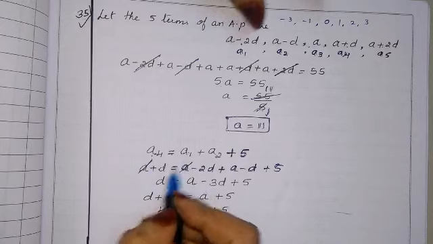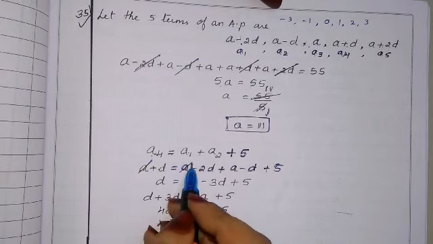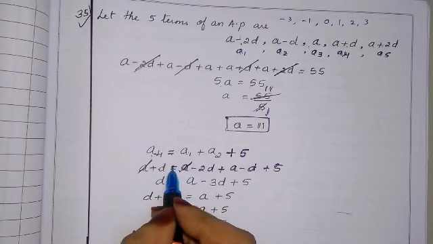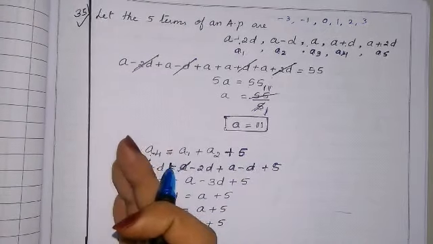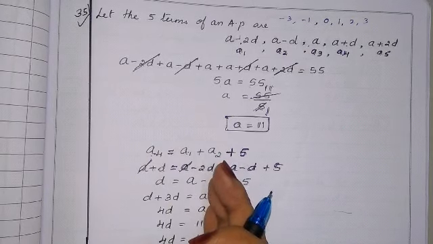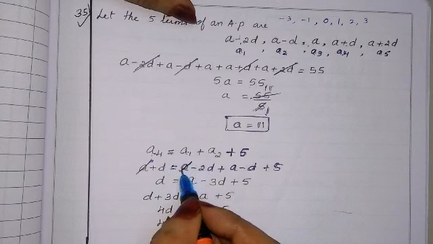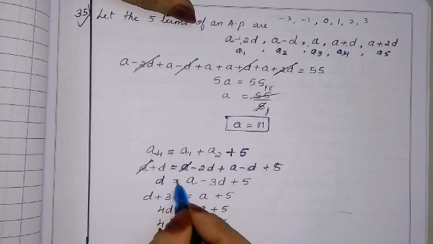A gets cancelled. When they are on different sides, then same-sign numbers get cancelled. But if they are on the same side, one positive and one negative get cancelled. Okay, so here they are on different sides. So A gets cancelled, D as it is.